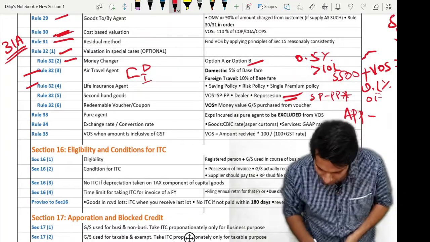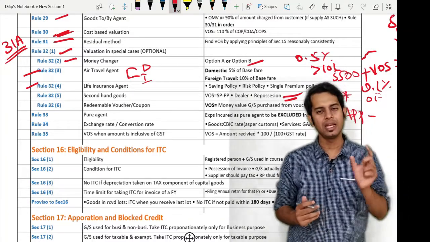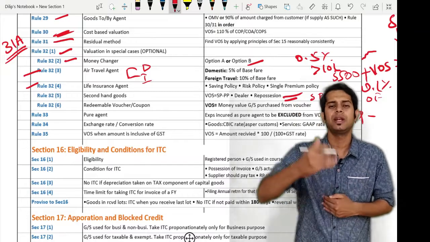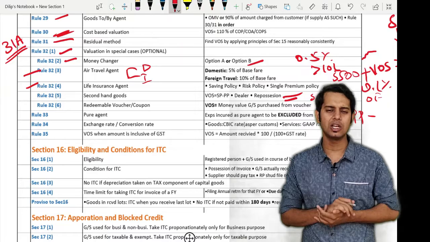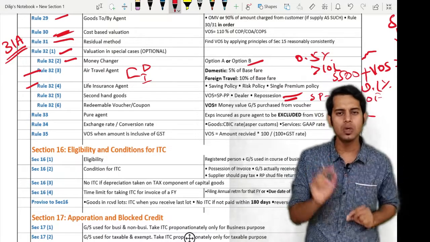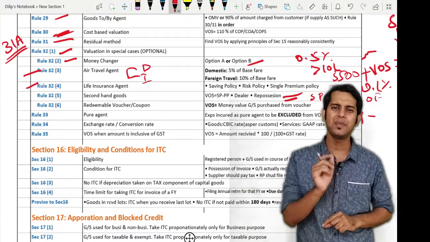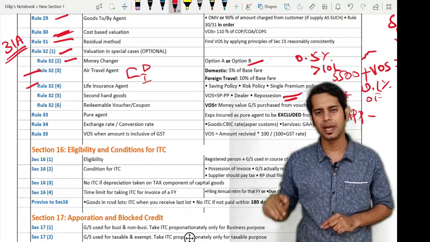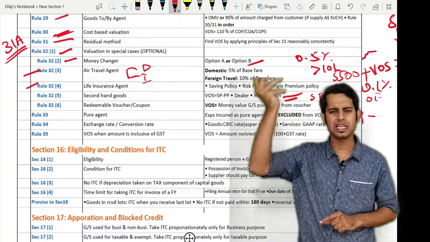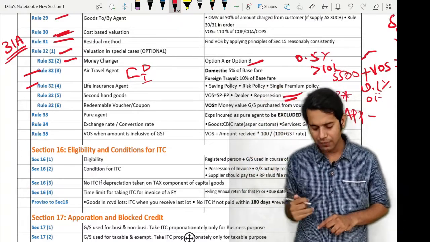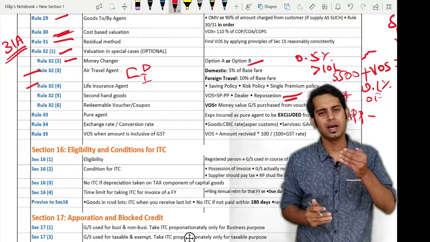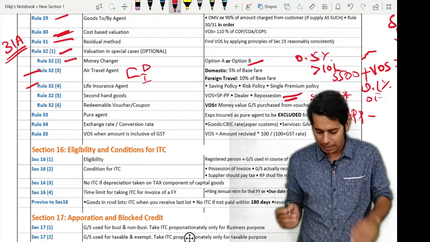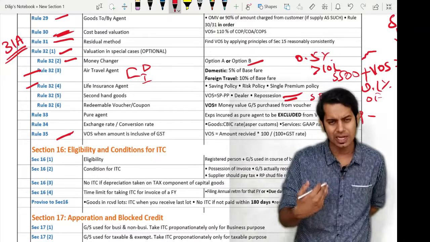Rule number 34 talks about the exchange rate to be taken in case supply is made outside India. If the denomination is in foreign currency, then in case of supply of goods, the rate is the one notified by CBIC, and computation is as per section 14 of the Customs Act. If it is supply of services, the GAAP rate, that is the generally accepted accounting principle rate, applies, that is whatever is agreed between you both.